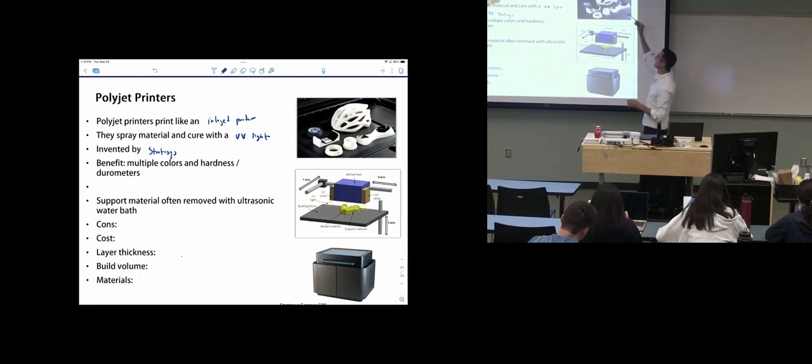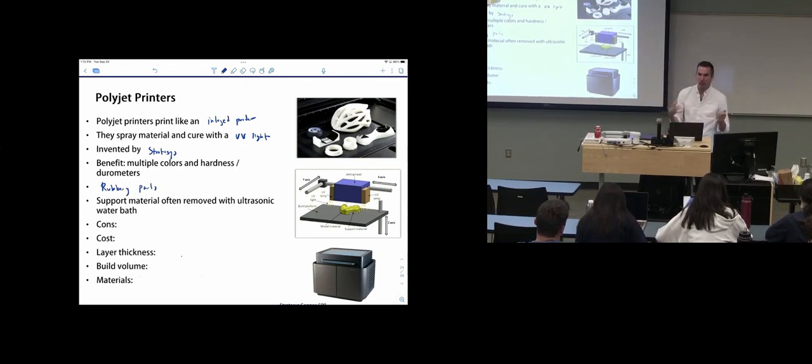This is what it looks like. The white version of it has this kind of cream color. And then rubbery parts, which is really neat, actually. It's really cool. So support material for this kind of printer is kind of hard to get off, which is annoying. Sometimes it's assisted by an ultrasonic water bath that helps the support material come off.